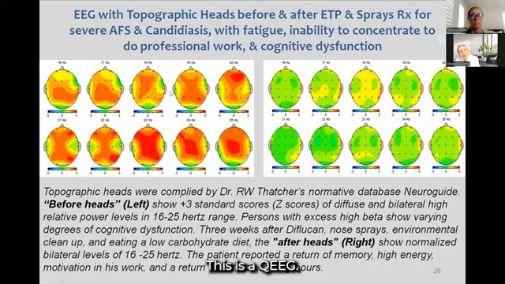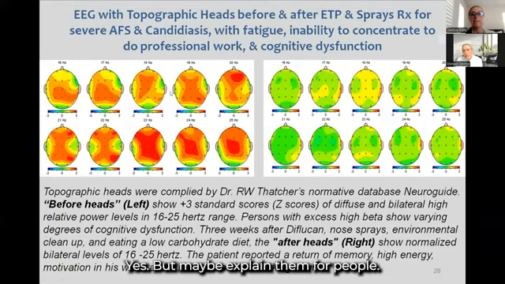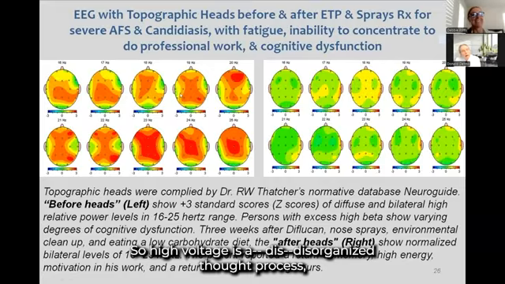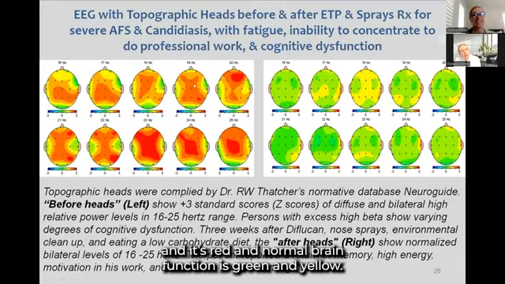This is a QEEG. You know what those are? Yes, QEEG, but maybe explain them for people. So this is a measure of the voltage inside the brain. High voltage is a disorganized thought process, and it's red. And normal brain function is green and yellow.